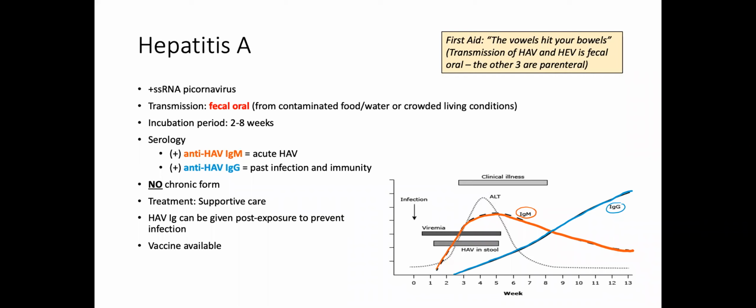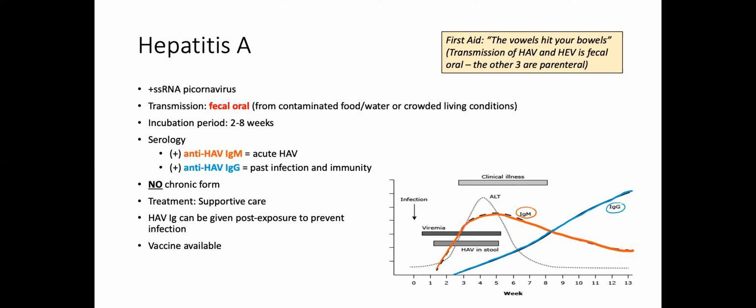Incubation period is going to be 2 to 8 weeks. Serology is going to be positive IgM and IgG. IgM is acute, whereas IgG is a past infection or chronic. I think of IgM like within the minute, so we know it's acute, whereas IgG is a long period of time. The IgM will increase and then go down, and then we increase our IgG as we have a past infection.